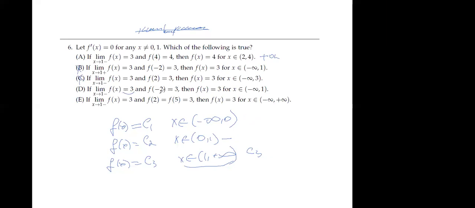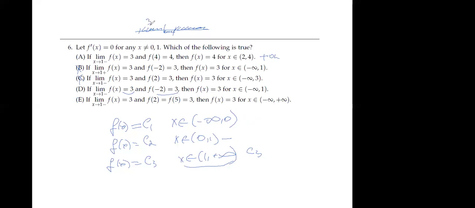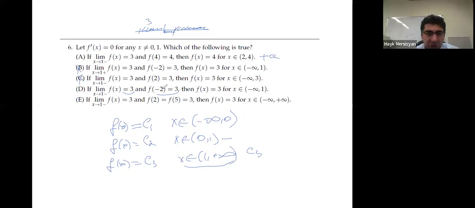Here 3, here 3. So on the first interval we have 3 because f of minus 1, f of minus 2 is 3. D, inverted, yeah, here is 3. Can we say from minus infinity to 1 our function is 3?